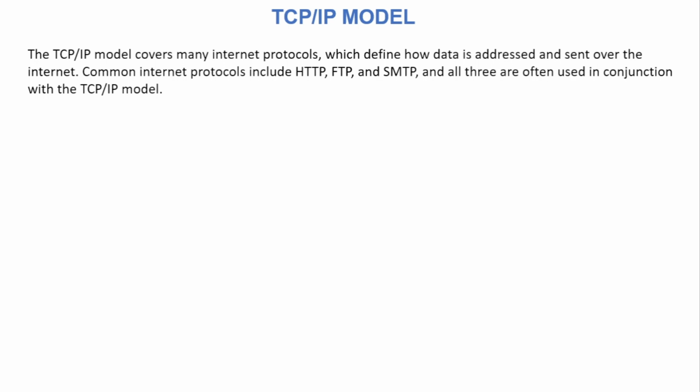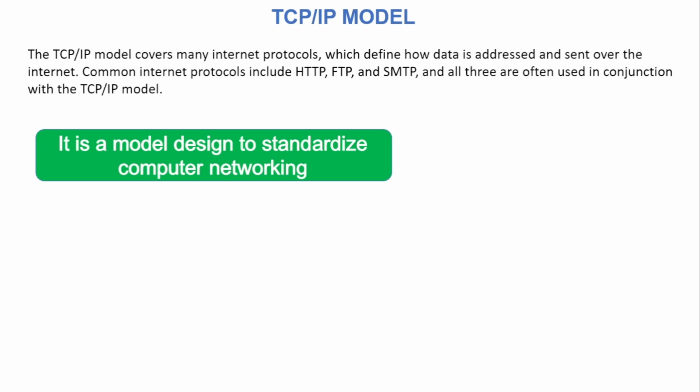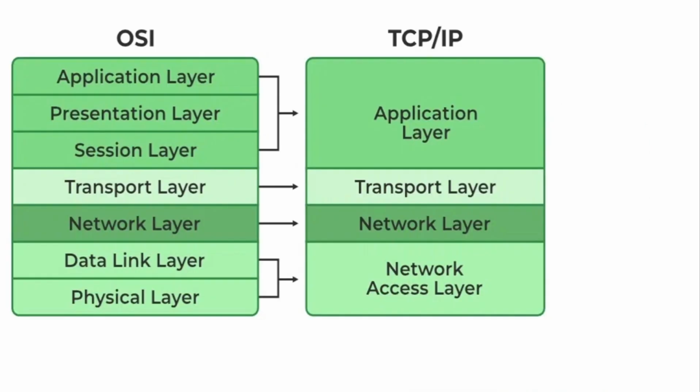So just to spice things up, it is not that difficult. If you have followed my videos on the OSI model, the TCP IP model won't be difficult for you to catch up with. It is a model designed to standardize computer networking. Now let's see what the TCP IP model looks like. So we have 4 layers: layer 1, layer 2, layer 3, and layer 4. Layer 1 is the network access layer, layer 2 is the network layer, layer 3 is the transport layer, and layer 4 is the application layer.